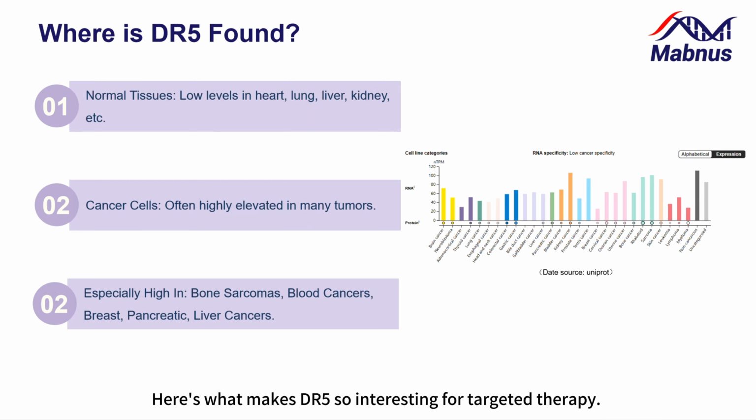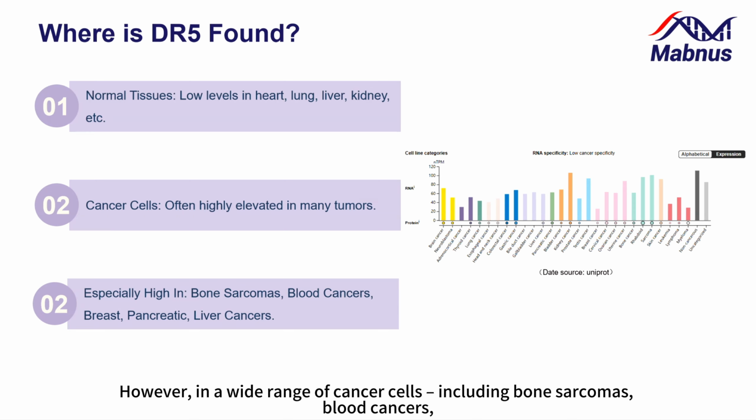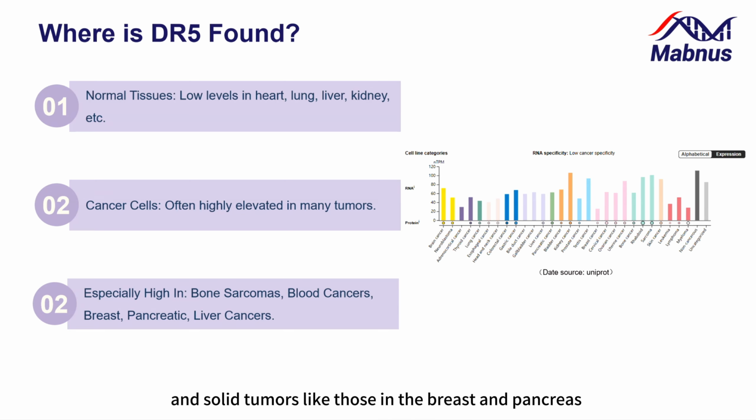Here's what makes DR5 so interesting for targeted therapy. In most healthy tissues, DR5 is present but at very low levels. However, in a wide range of cancer cells, including bone sarcomas, blood cancers, and solid tumors like those in the breast and pancreas, DR5 expression is frequently turned up significantly. This difference, low in normal and high in tumor, provides a potential window for selectively targeting cancer cells.